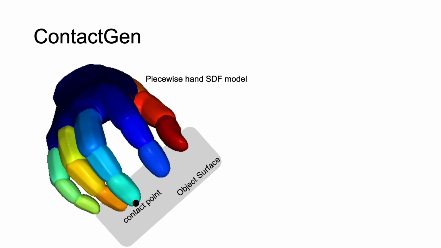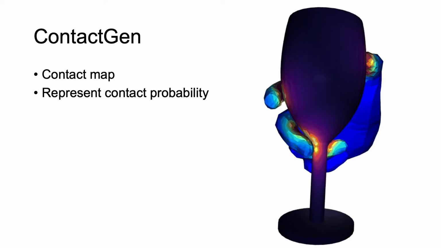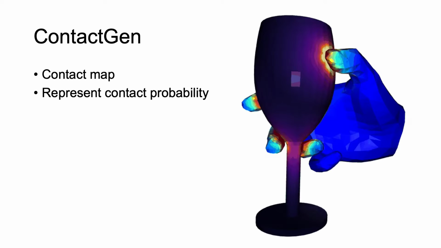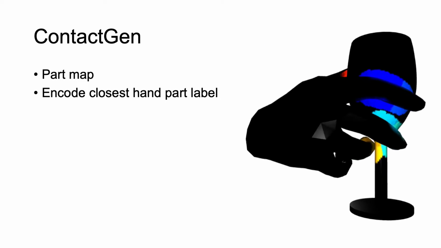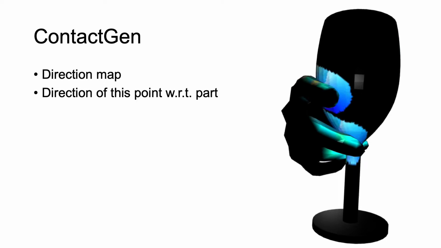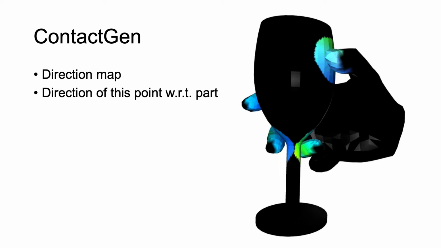Each contact point on the object surface corresponds to a hand part and a normalized contact direction with respect to the part. ContactGen consists of three maps: contact map, part map, and direction map, defined on object points. Each value in the contact map represents the contact probability of the point. Each value in the part map encodes the closest hand part label of the point. The direction map records the direction of each point towards the corresponding part in the part map.